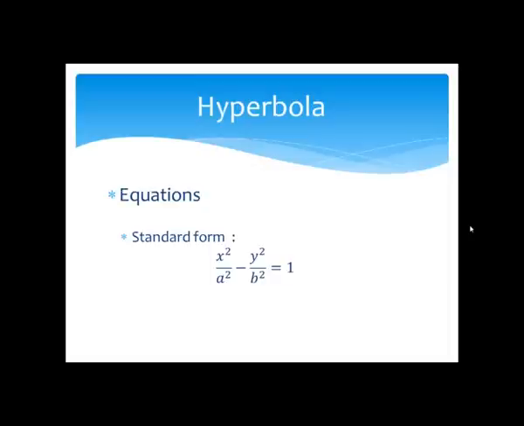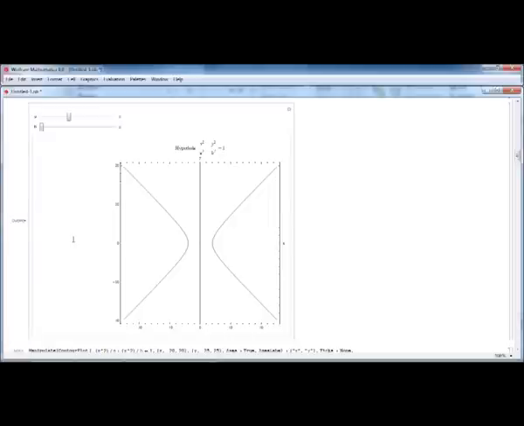Let's move on to the hyperbola. The hyperbola is expressed in the standard form by this equation: x squared over a squared minus y squared over b squared equals 1. Let's look at the graph. So this is a graph of the hyperbola. Notice that the graph doesn't intersect the y-axis here. This is because the expression here has a negative sign.